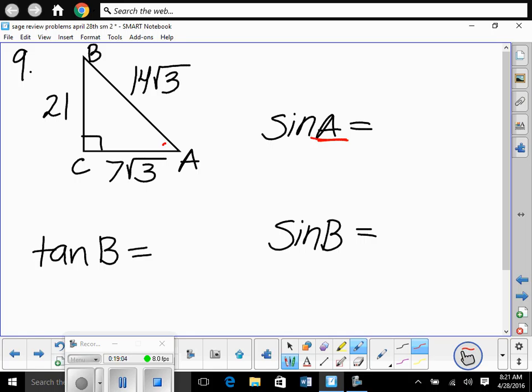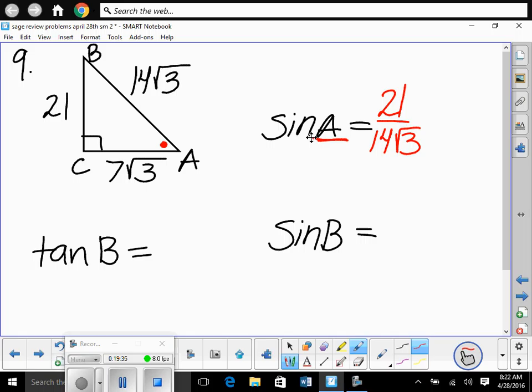Let's look at angle A. I'm going to put a little dot so we can keep our eyes focused. Sine of A is opposite over hypotenuse, right? So sine of angle A would be 21 opposite over hypotenuse. So 21 over 14 √3. Is everybody comfortable with that being sine? Now you do not go any further. It said find sine of A. Didn't we do that? Yeah, we're done. We just have to make sure it's simplified.